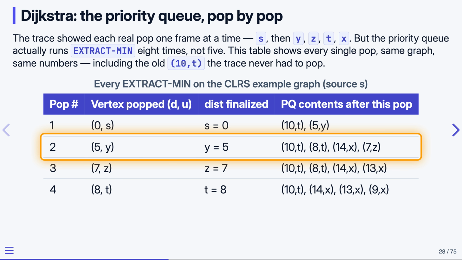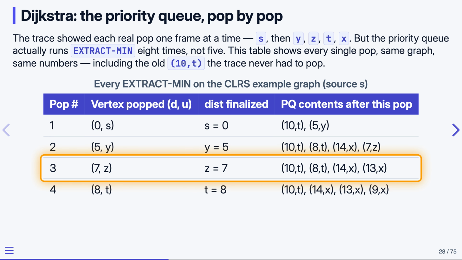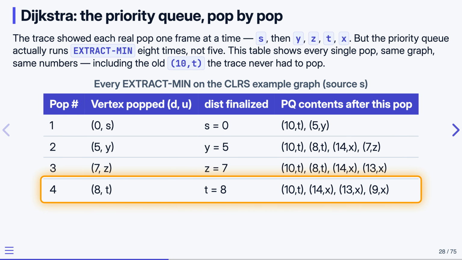Pop 2 takes 5 Y, the smallest. We finalize Y at 5. Relaxing Y pushes a better 8 T, plus 14 X and 7 Z. Notice the old 10 T is still sitting in the queue. Pop 3 takes 7 Z. We finalize Z at 7. Relaxing Z pushes 13 X. Pop 4 takes 8 T. We finalize T at 8. Relaxing T pushes 9 X, which beats every earlier copy of X.